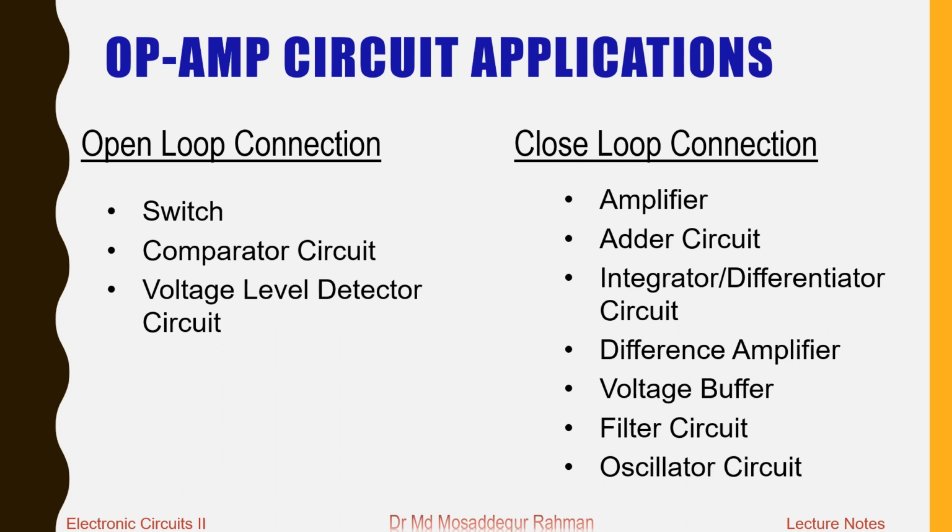We can use this to add signals, a so-called adder circuit. We can use the op-amp to amplify differential signals, the difference between the two input signals. We can use the amplifier to integrate or differentiate. You can use this as a voltage buffer circuit that is used to transfer the voltage from one circuit to another circuit without any loss. We can use the op-amp to design filter circuits. We can use the op-amp to design oscillator circuits. So you can have many different applications with the closed loop.